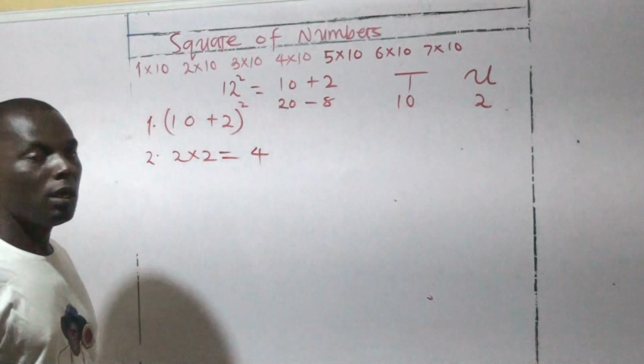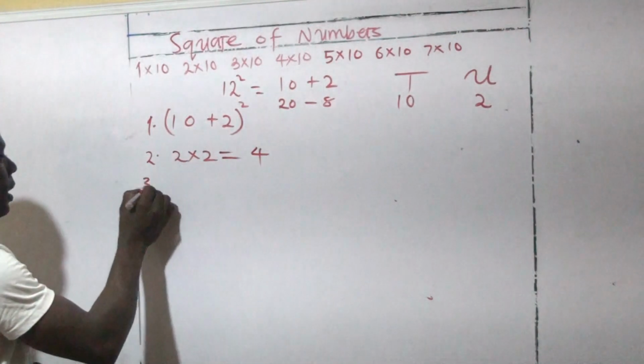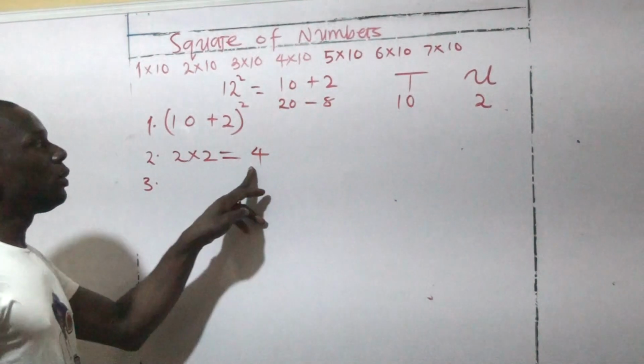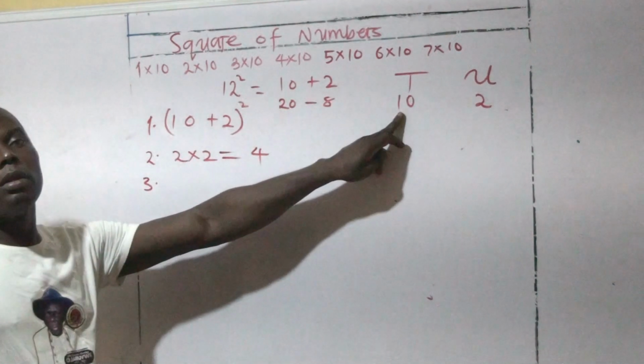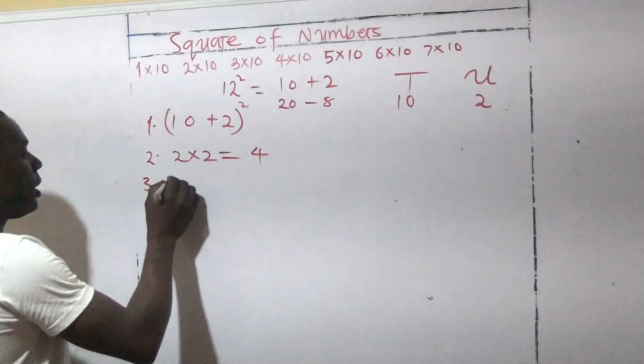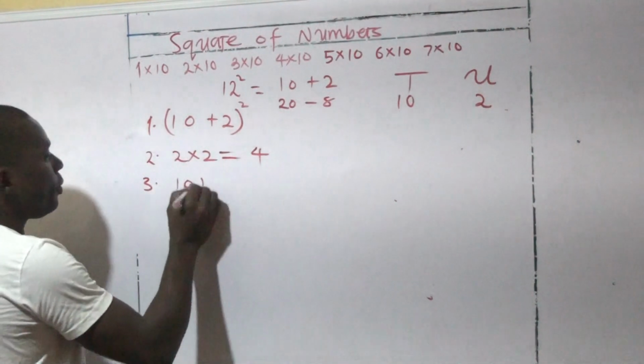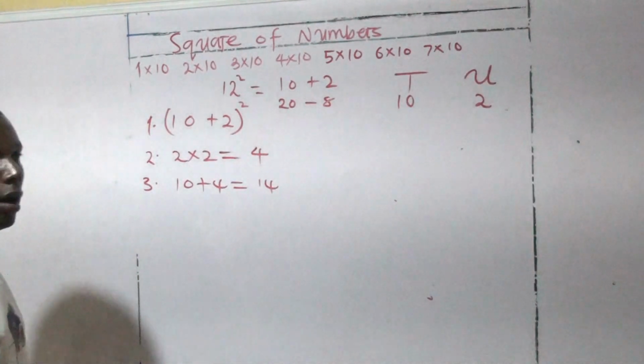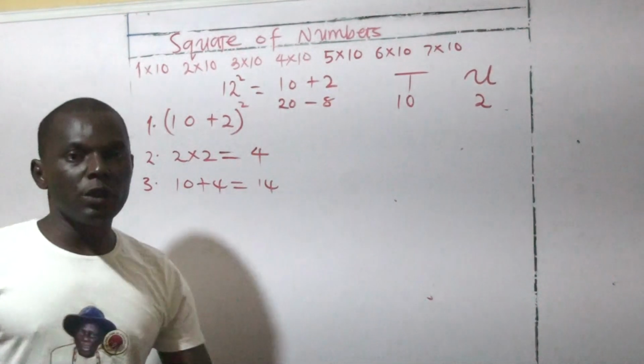Then the next step, which is step 3: the result obtained in step 2, you add it to the tens digit here. So that becomes 10 plus 4, and eventually we obtain 14.